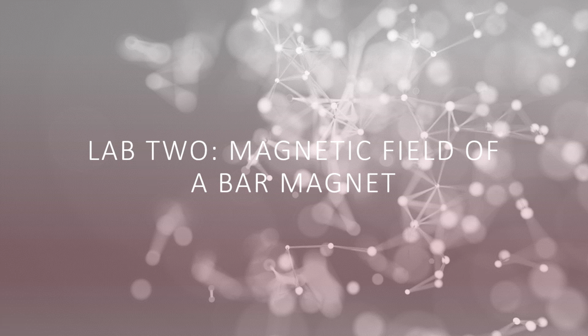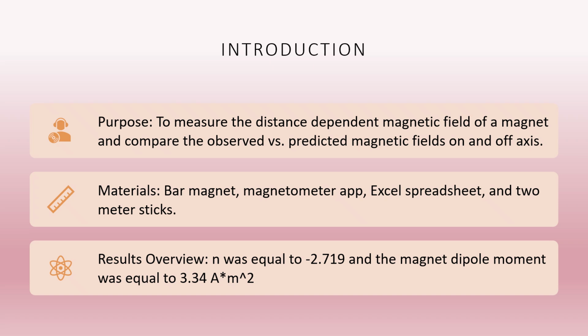Hi, welcome to Lab 2, Magnetic Field of a Bar Magnet. So the purpose is to measure the distance-dependent magnetic field of a magnet and compare the observed versus predicted magnetic fields on and off axis.